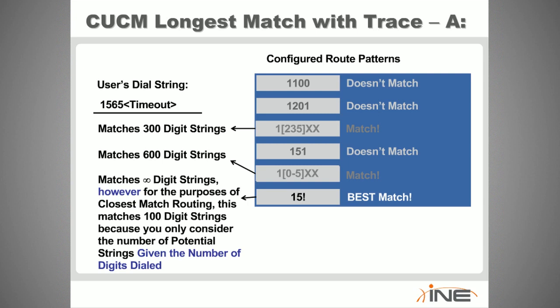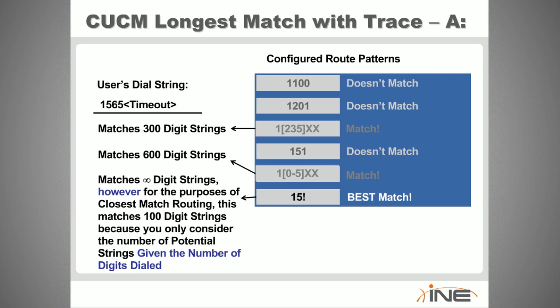15 actually contains infinite number of strings. However, for the purposes of closest match routing, in this case, it only matches 100 because it didn't have, now, if this had one left bracket, 0-1 right bracket, and then a bang or an exclamation, then it would match 200 potential strings. But for the purposes of this, infinite is just possible dial digits. This actually, if you do the traces, if you take a look in CUCM, this is actually the best match, given that all these would be in the same partition.